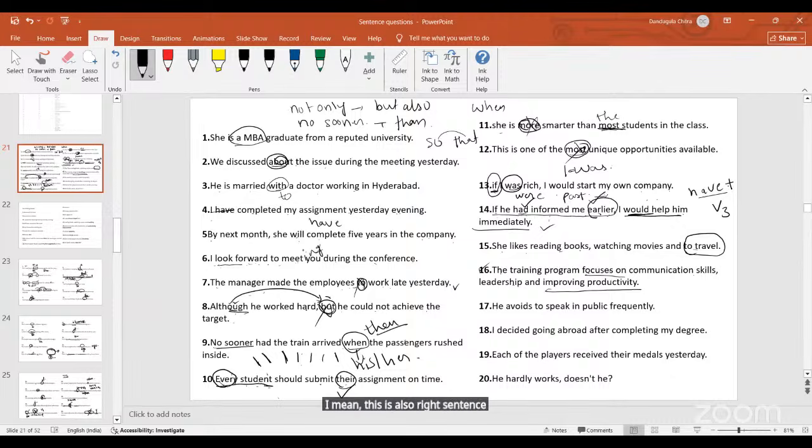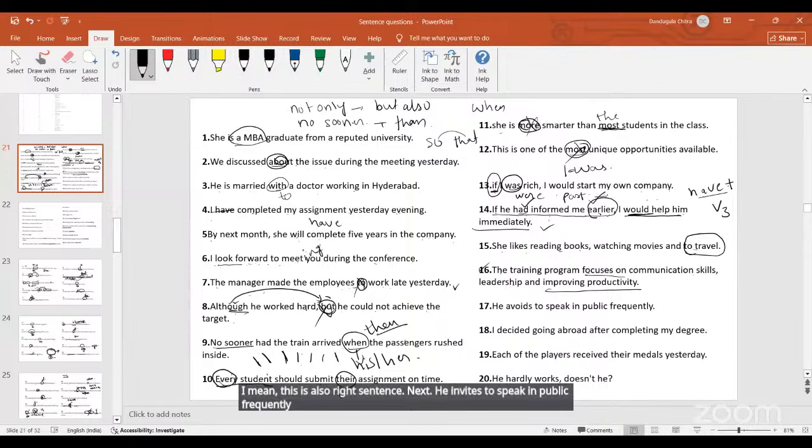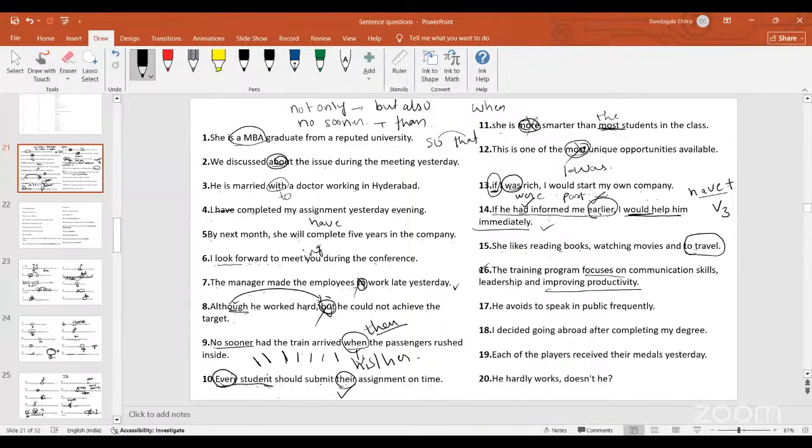Next. He avoids to speak in public frequently. He avoids speaking in public frequently. Yes. Instead of to speak, you can put the V-ing form, speaking. He avoids speaking in public frequently.